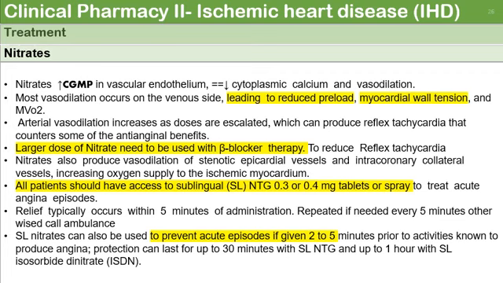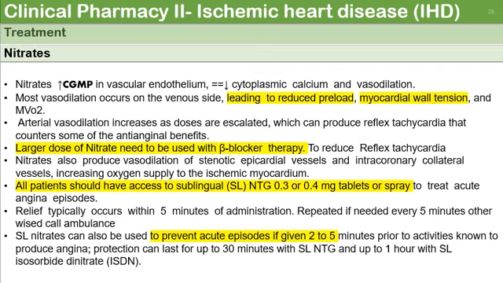Nitrates should be available for all patients with ischemic heart disease, especially sublingual nitrate as a 0.3, 0.4 or 0.5 milligram tablet, sometimes available as a spray. All are preferred for these patients to relieve the symptom of angina. Nitroglycerin has onset of action within 5 minutes and could be repeated after another 5 minutes when needed.